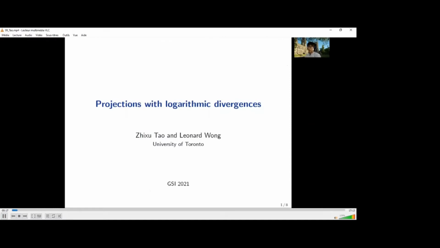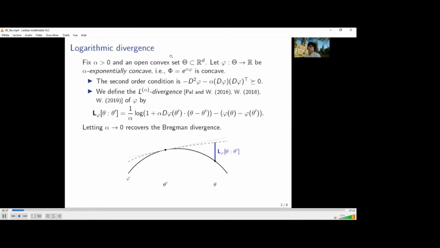So today, I'm going to speak about my joint work with my student Zhixu on projections with log divergences. Let's begin with a review of the concept of log divergence, which is the main object of study in this work. The log divergence basically is a generalization of the Bregman divergence.